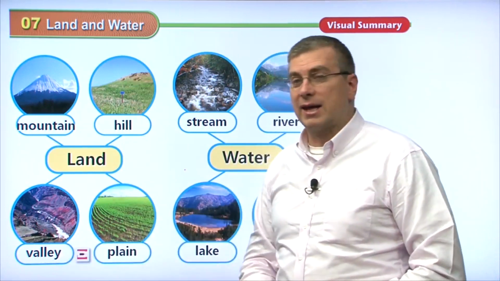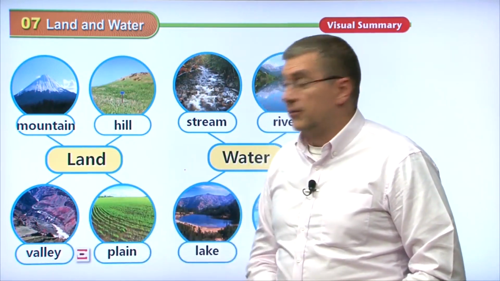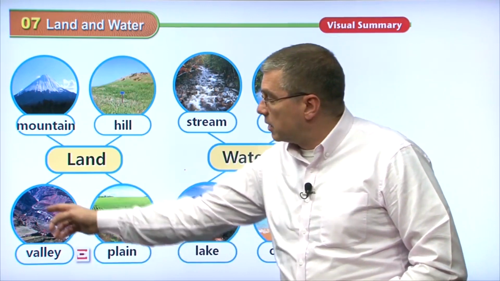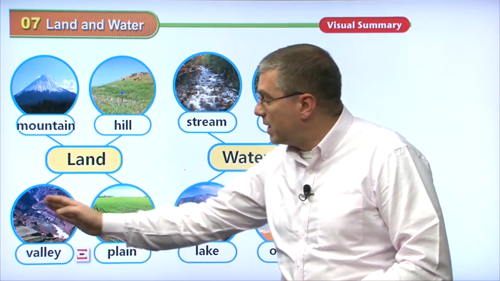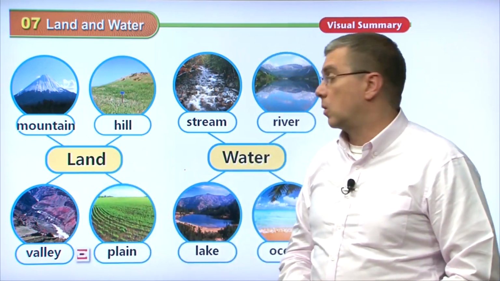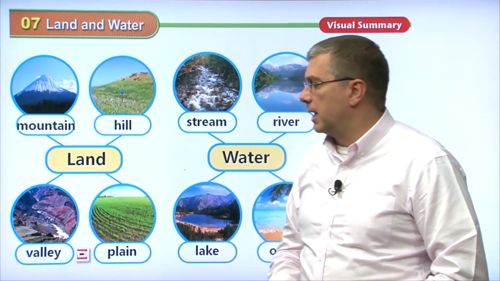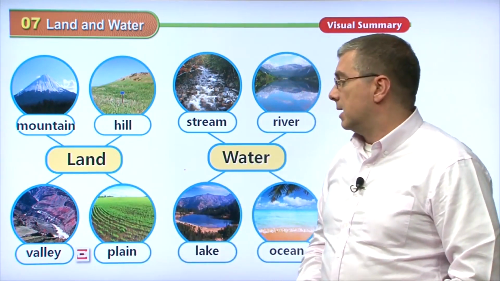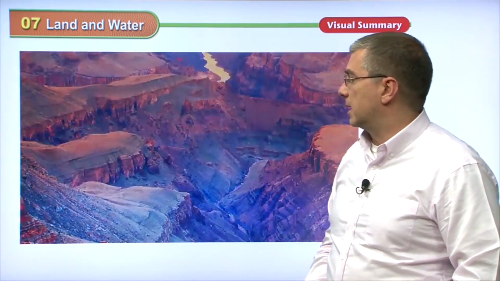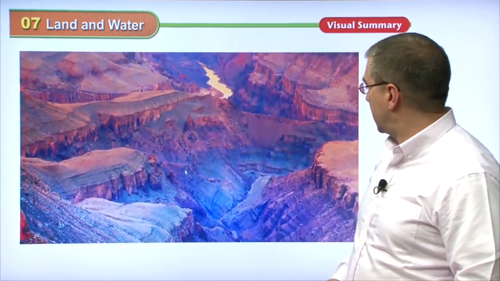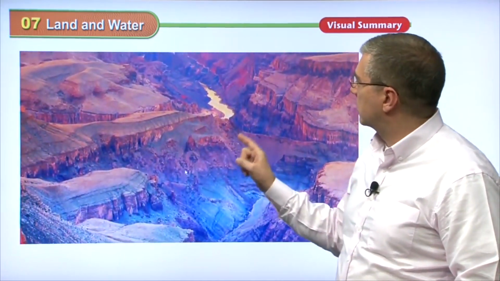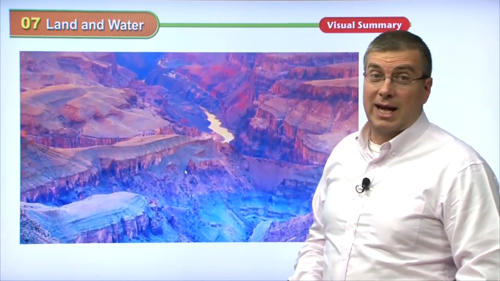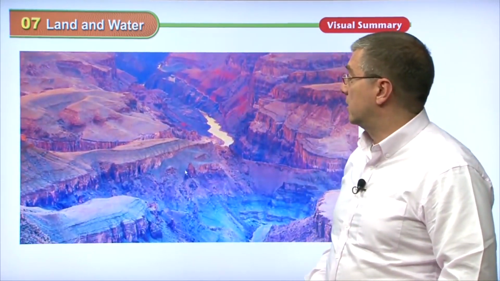Here we have valley. Valley, of course, is another feature of land. And a valley is a low area of land between mountains or hills. Usually there's a river at the bottom of a valley. Let's take a look at a video of a valley. This is a video. This looks like actually, I think this is the Grand Canyon. And the Grand Canyon, of course, is in Arizona.